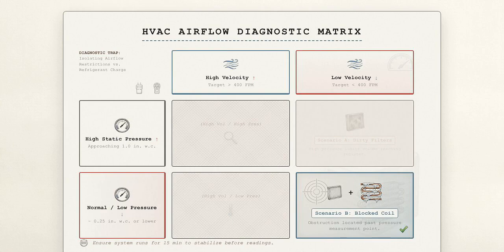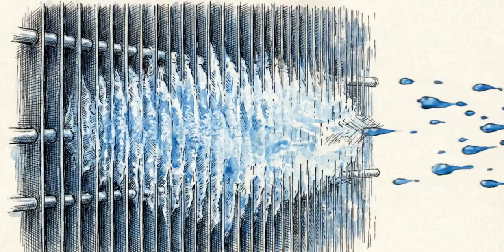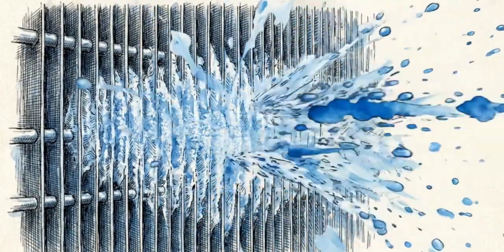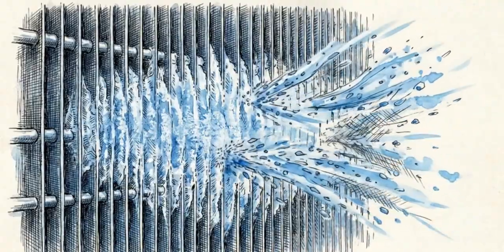Let's look at diagnostic scenario B. The actual velocity is low, but the static pressure is normal or even lower than the baseline. Here, the evaporator coil is choked with impacted dirt or ice. The blower pulls less air because it simply deflects off the frozen fins.